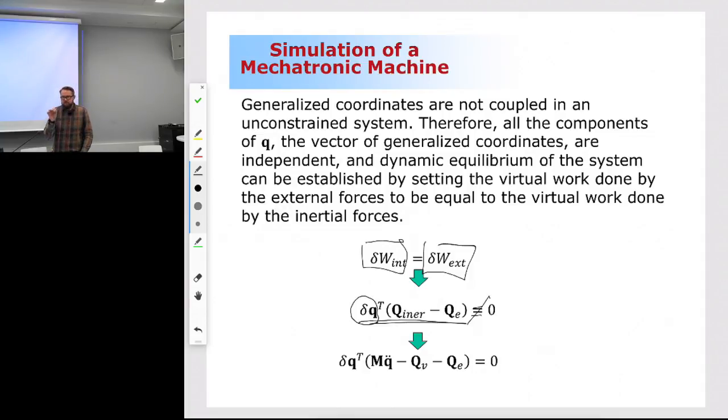Because you can use the concept of virtual work in such a way that the virtual displacement is kinematically admissible, a kinematically possible displacement. What is expressed here is that you are simply imposing the virtual displacement on all the generalized coordinates, no matter what the constraints. So you're violating the constraints, and that's why you cannot set this to be equal to 0.